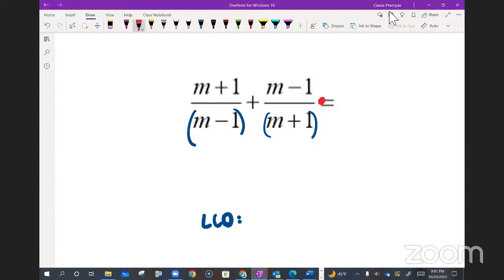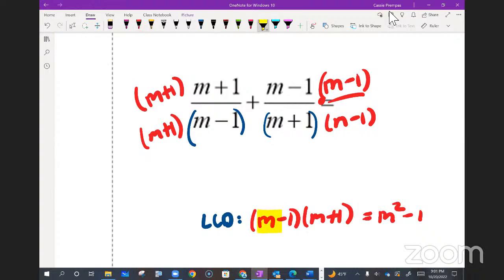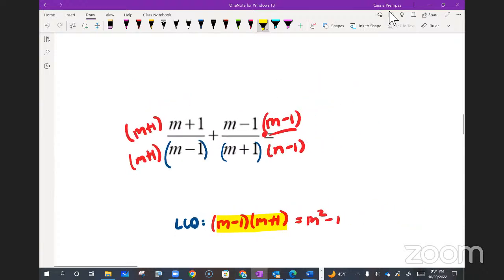So I'll multiply this one by m minus 1, and I'm going to keep that in parentheses, over m minus 1. And I'm going to multiply this one by m plus 1 over m plus 1. So what is the least common denominator? It's m minus 1 times m plus 1. If you would like to, you could multiply that through and call that m squared minus 1. But it's actually easier to just keep it in factored form so we can check in the end, are there any common factors that we could still reduce?